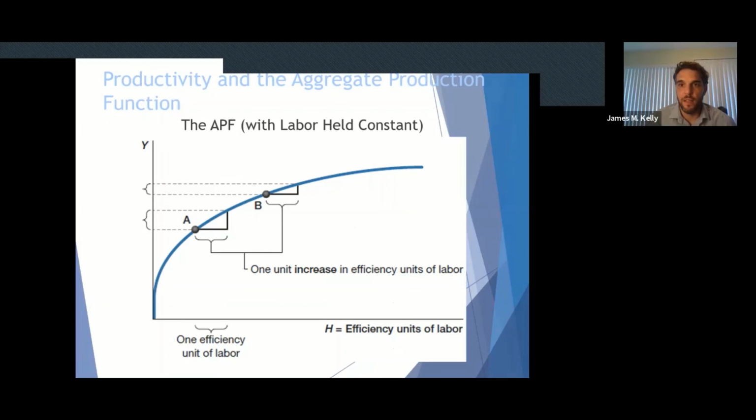In the next video, we'll start talking about how we can grow the economy, how we use this model of the economy, the aggregate production function, to show how to grow the economy overall.